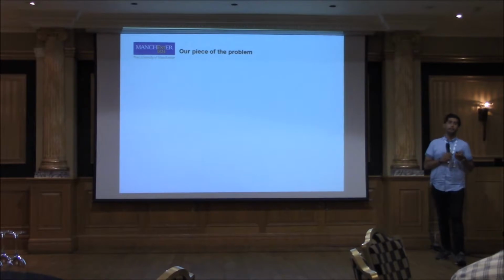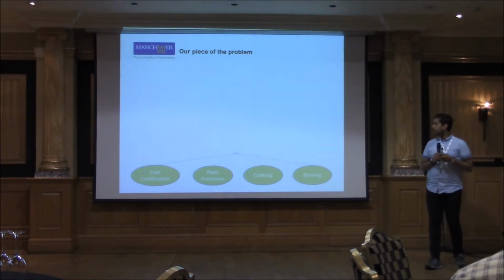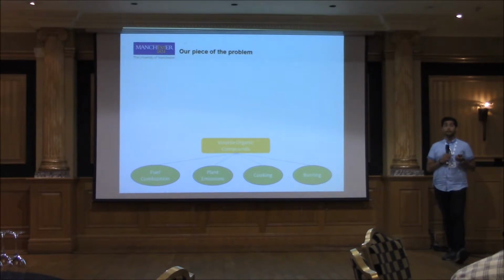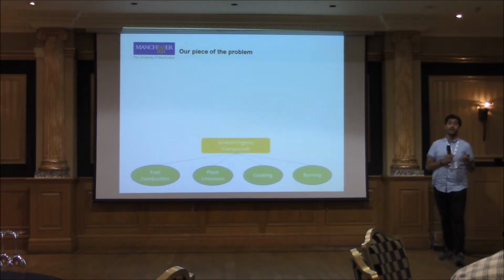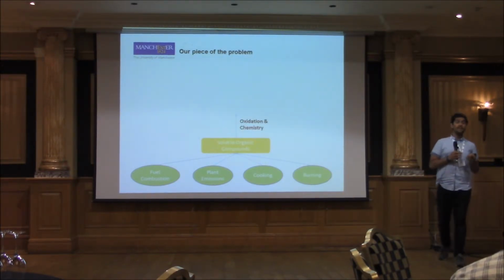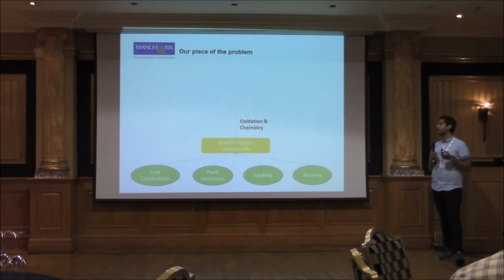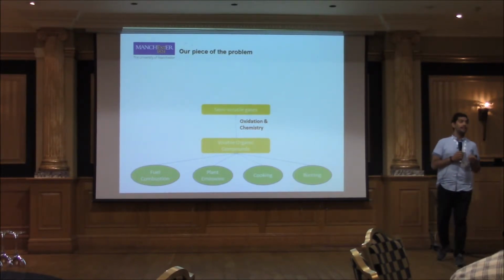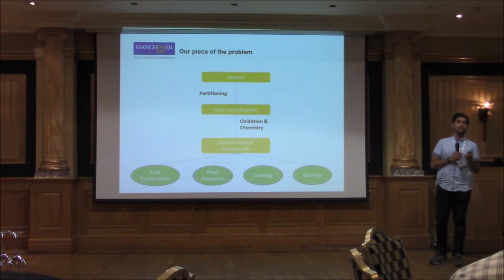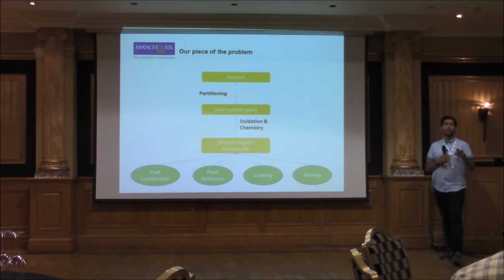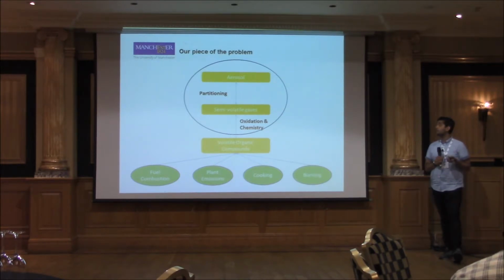So our piece of the problem, or my piece of the problem, we've got all these different VOCs being released from these different processes. So from combustion, plant emissions, cooking, and burning. And these are oxidized in the atmosphere, loads of chemistry happens, and then that creates these semi-volatile gases. Now, those semi-volatile gases can actually partition into the particle phase, so they can exist as gases or particles, or a sort of equilibrium between the two. Now, that's the bit of the problem that I'm interested in, these semi-volatile gases and the aerosol.